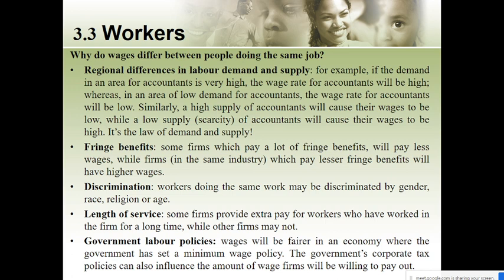Then fringe benefits. Some firms which pay a lot of fringe benefits will pay less wages, while firms in the same industry which pay lesser fringe benefits will have higher wages. Again, it depends on the situation. Discrimination. Workers doing the same work may be discriminated against by gender, race, religion or age. Length of service. Some firms provide extra pay for workers who work in the firm for a long time. Government labor policies. Wages will be fair in an economy where the government has set a minimum wage policy. The government corporate tax policies can also influence the amount of wages firms will be willing to pay out.